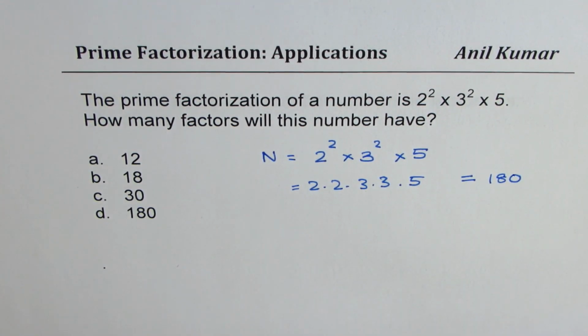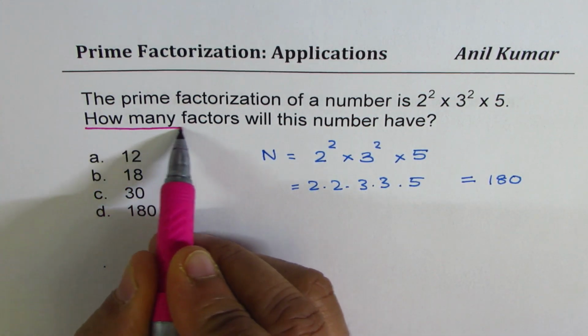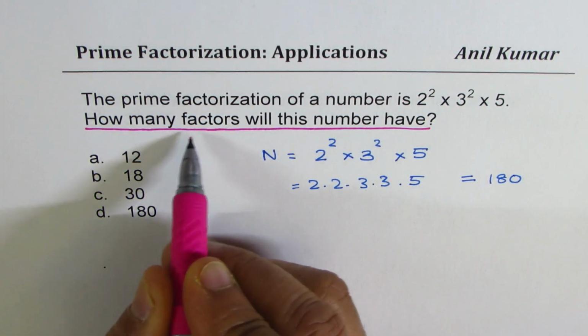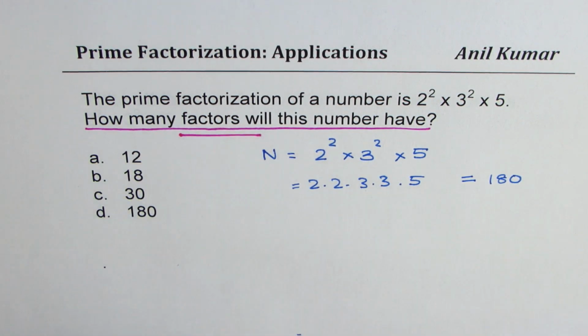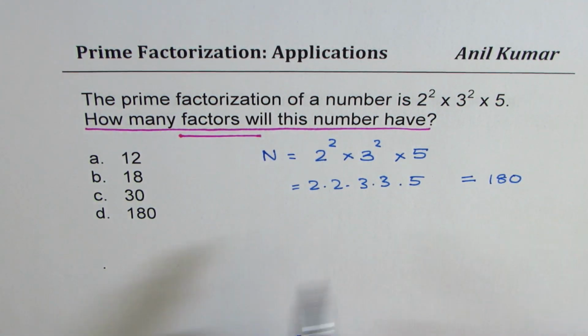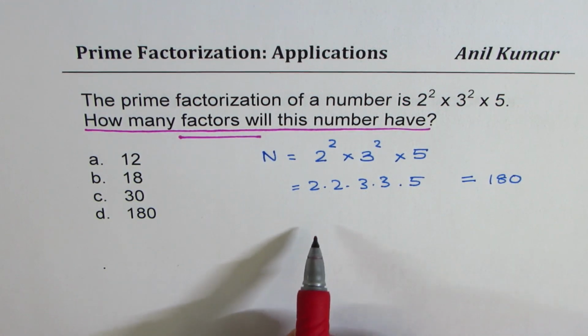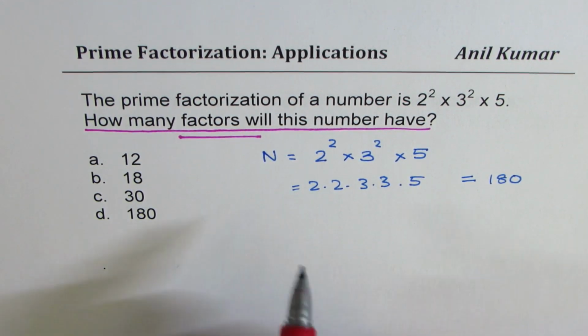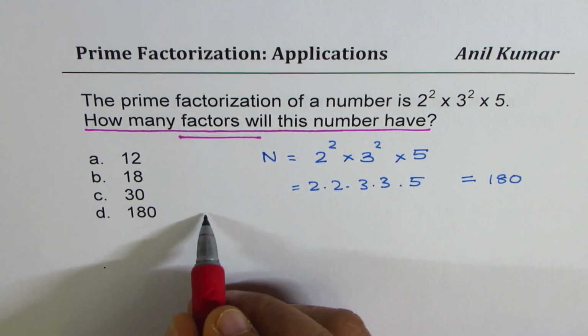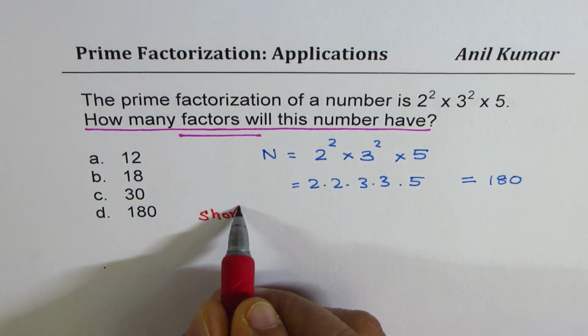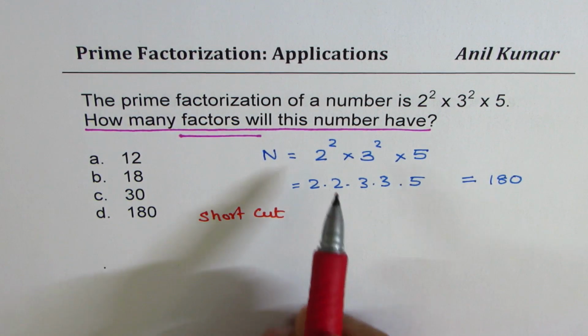What we need to know actually is how many factors will this number have. So we have to find the number of factors, not the number. So this is not the answer, okay? Number of factors. How will you find the number of factors? Well, we'll actually take up this example, physically find all the factors, but here is how you can calculate. Here is the shortcut to answer.